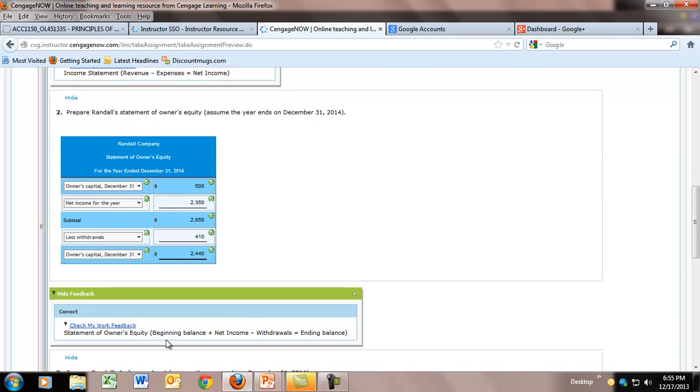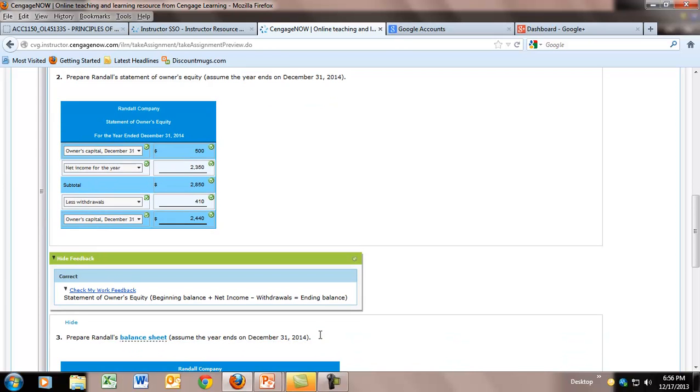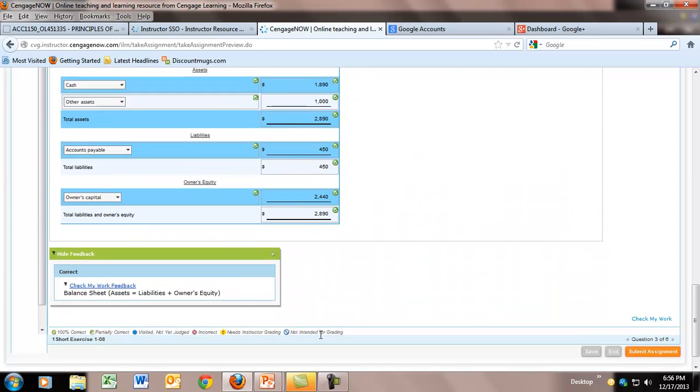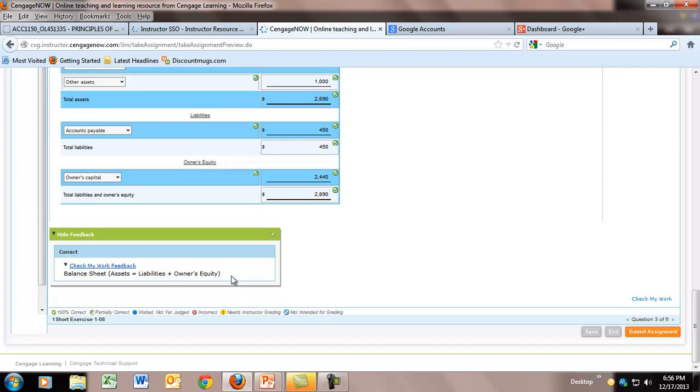And it also gives us an equation for all of you equation-minded individuals: beginning balance plus net income minus withdrawals equals our ending balance. Then we have the balance sheet, as I mentioned as we went along, which is our accounting equation: total assets equal liabilities plus owner's equity.